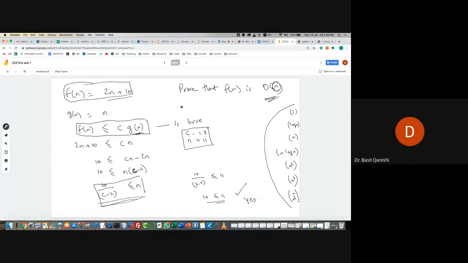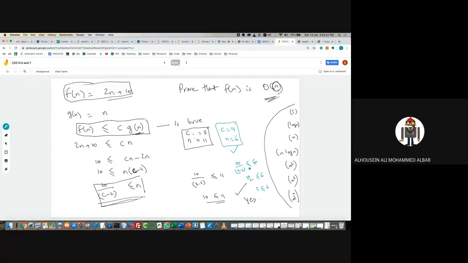Is that clear now? But can we choose whatever for the c? Yes, you can choose whatever for the c. Pick something else. Let's say c is 4 and n is equal to what? The only thing we have to do is prove that this is true. So 10 over 4 minus 2. I can pick 6. If you solve it, you're going to get 10 over 2 less than or equal to 6. So 5 less than or equal to 6. This also works.